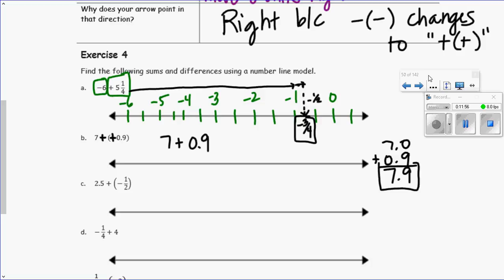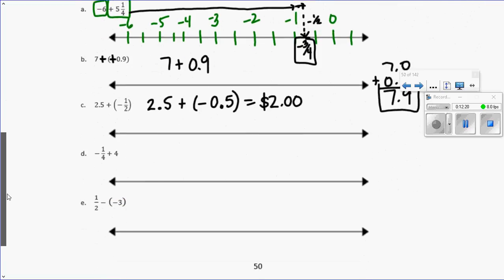So look at C. 2.5 plus -1/2. Well, you should know that -1/2 is actually the same as -0.5. Hopefully you said -0.5. And we've talked about money. If you have $2.50 and you owe somebody 50 cents, well, you get to keep $2 for yourself. It doesn't have a dollar sign. I just want you to look at it that way so it makes a little more sense.